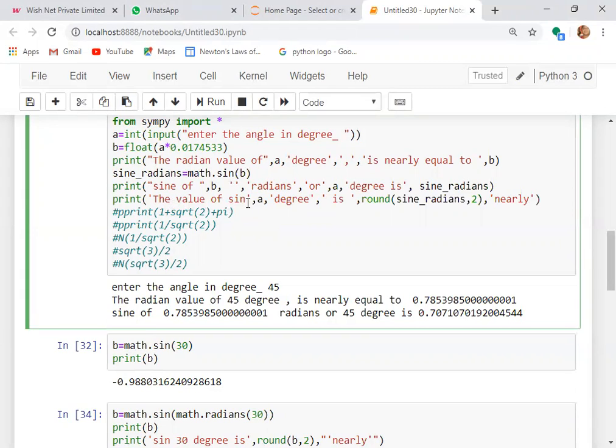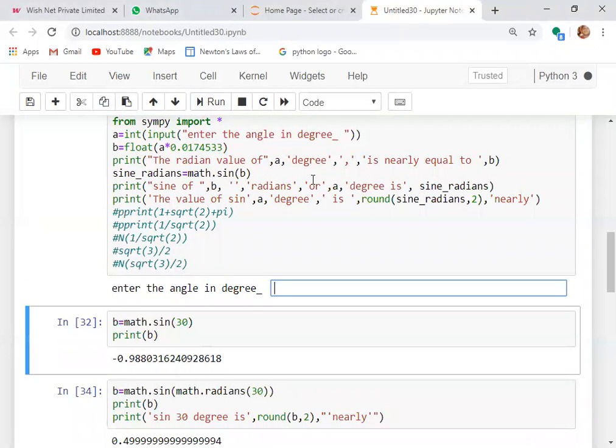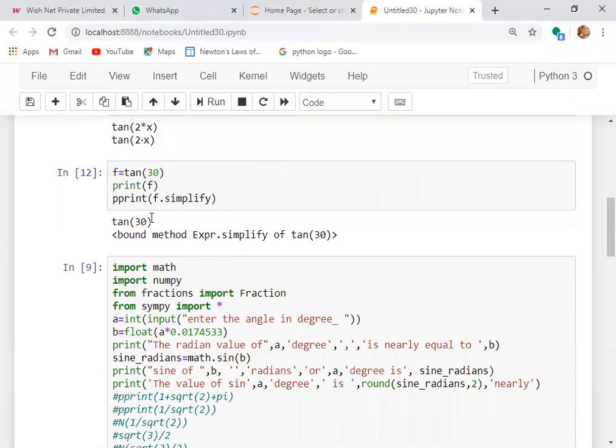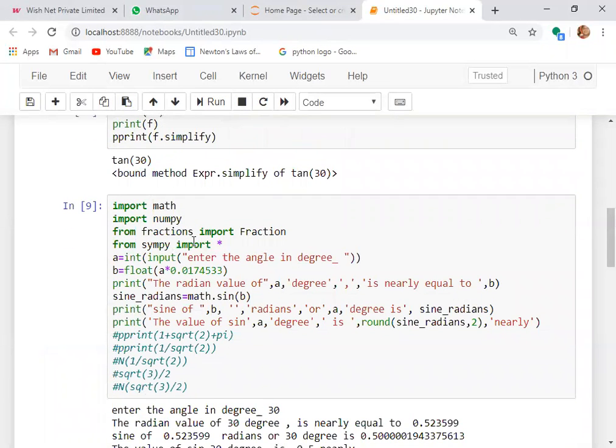So the value of sine 30 degree or 45 or 60 is this. If you run this program, you just write sine. You know the value of sine 30 degree is half, so sine 30 degree is 0.5. 0.5 means half, you know. So it is nearly 0.5. Okay, clear.